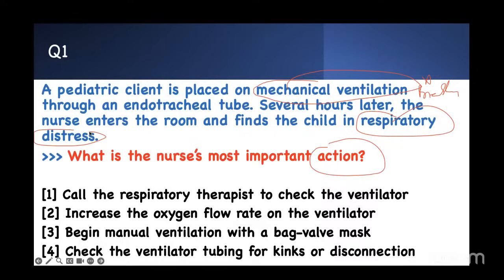But you've got to go back to the question. Think about it. I'm breathing for you with the machine, and you're having a problem not breathing. If you call the respiratory therapist, what is he going to do? Whatever the respiratory therapist is going to do, you should be able to do that. If you increase oxygen on the ventilator, the keyword is, how do you know the machine is still working? If you're using the machine to give somebody oxygen and the patient is having a respiratory issue, you should check.